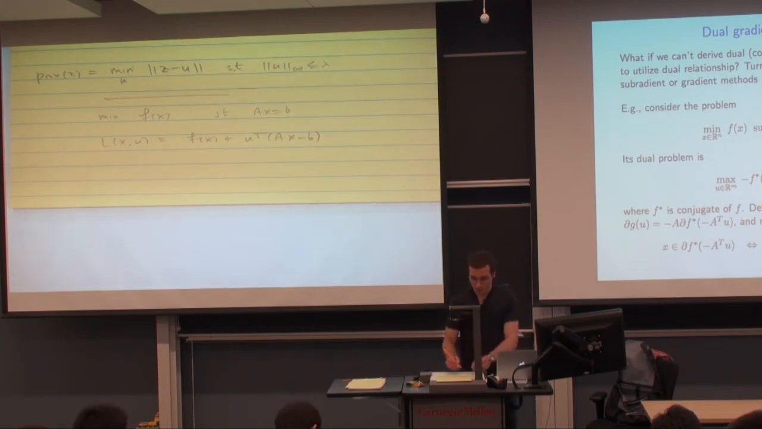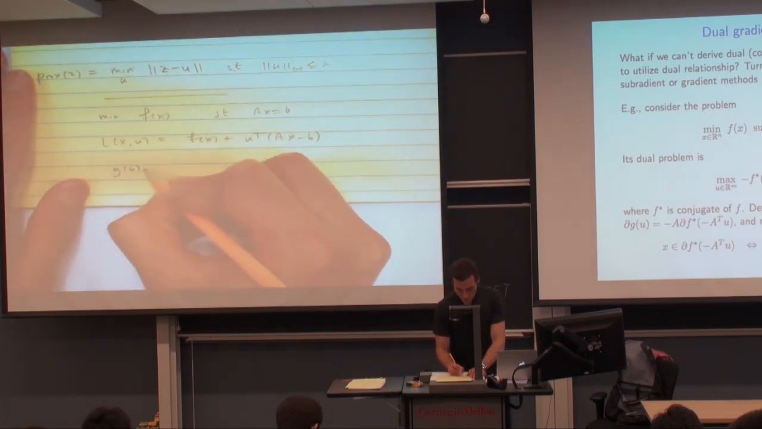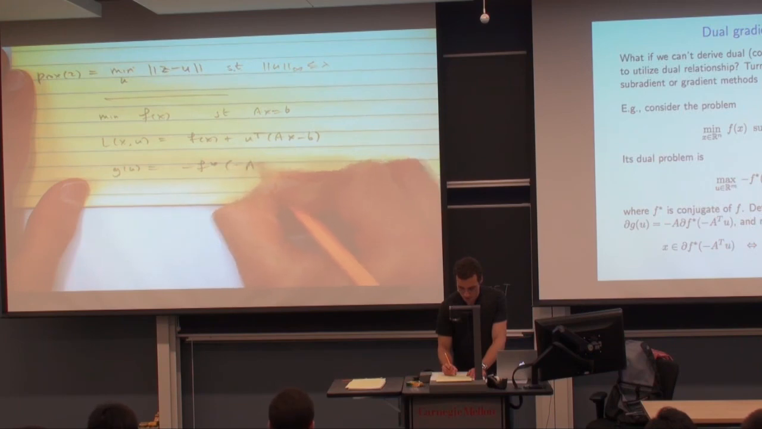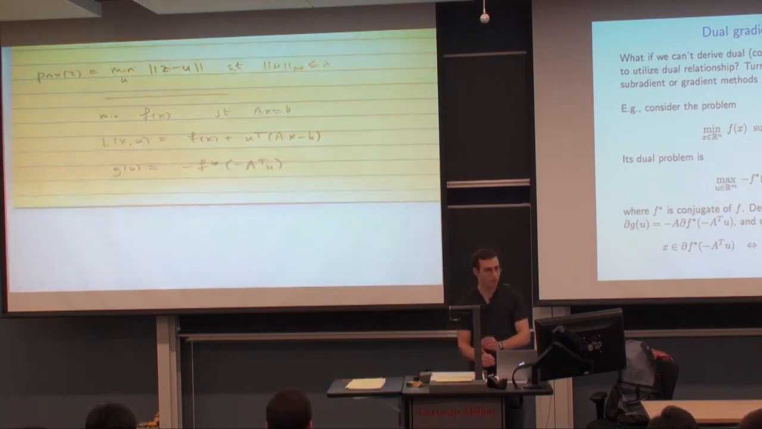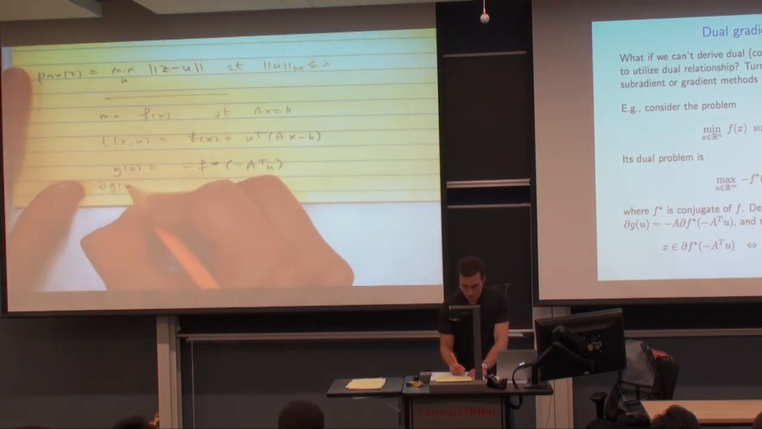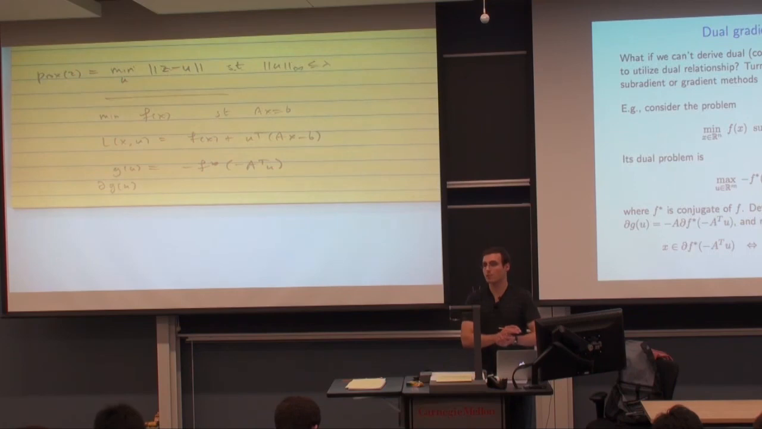If we define g to be minus the conjugate of f at minus A transpose u, that's the criterion in the dual problem. Then if I ask you what its subgradients are, suppose we want to do something like subgradient ascent in the dual because it's a maximization problem, but we didn't know what f star was. That's the situation we're in.